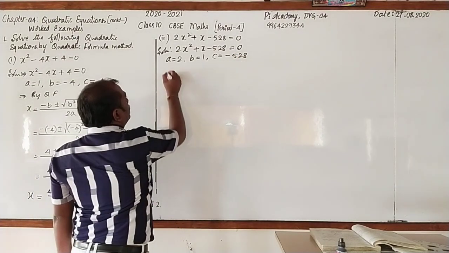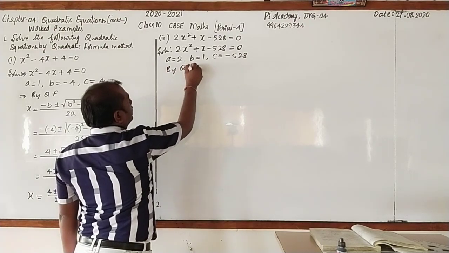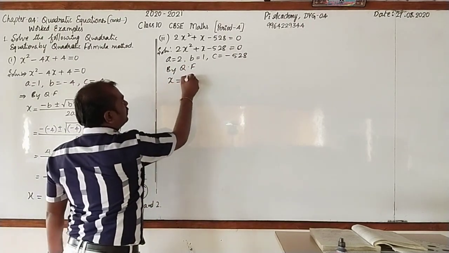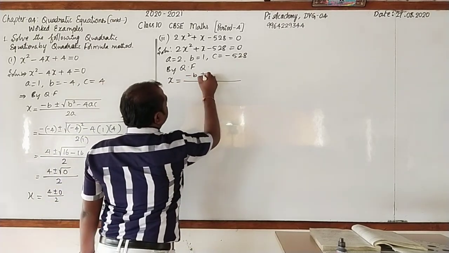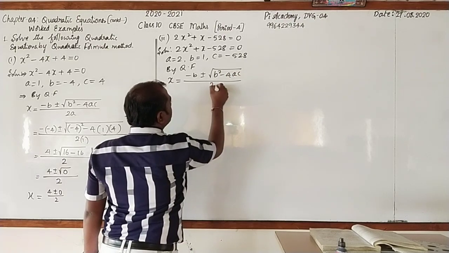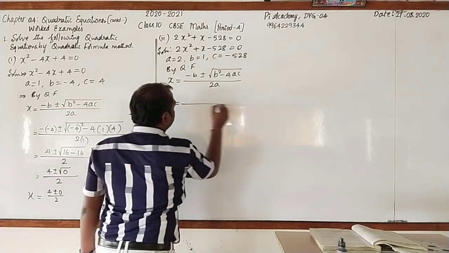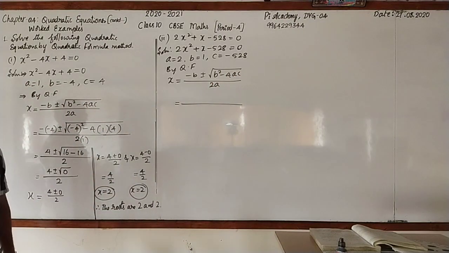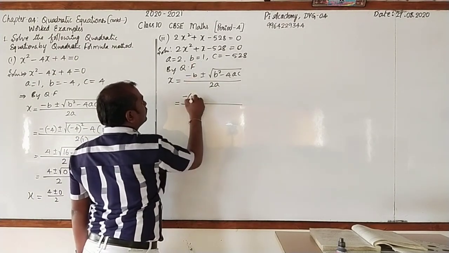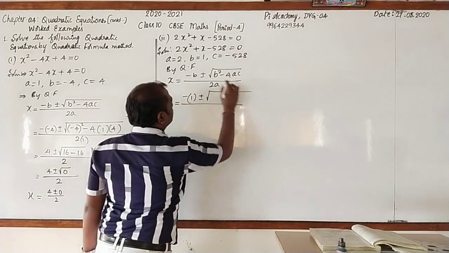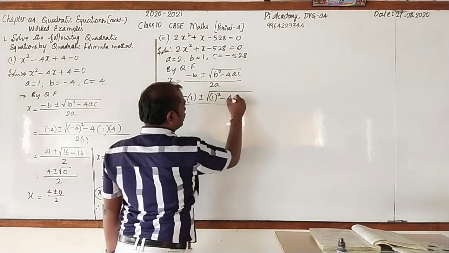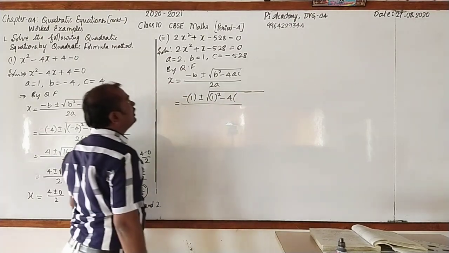Next, you have to use the quadratic formula. According to quadratic formula, we can write x is equal to minus b plus or minus square root of b square minus 4ac whole divided by 2a. Next step, substitute a, b and c values. Minus of where b is 1 plus or minus square root of b is 1 whole square minus 4 into a into c.